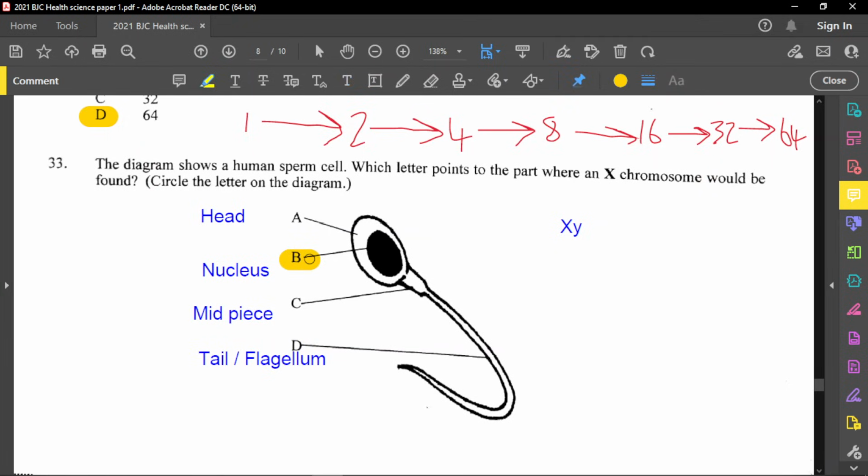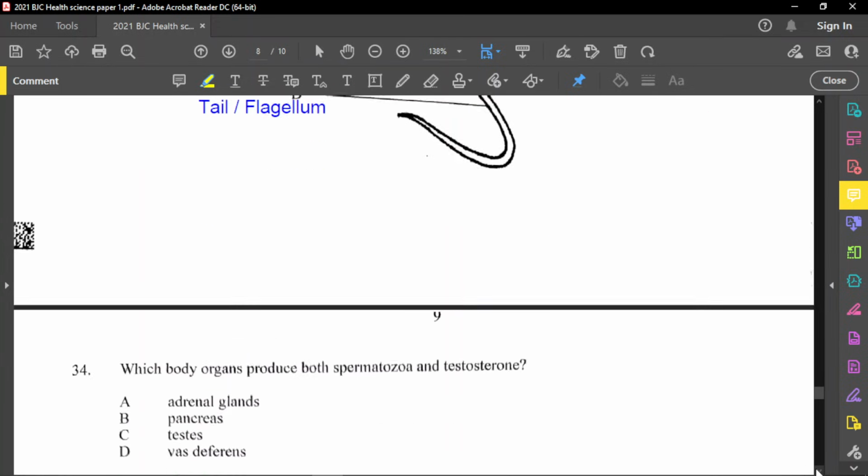So the same thing with the egg cell. The chromosomes are found in the nucleus. And so in this nucleus, which is B, you will find the X and Y chromosomes. So just to point that out, it doesn't matter if it's X or Y. They are all found in the nucleus of the cell.